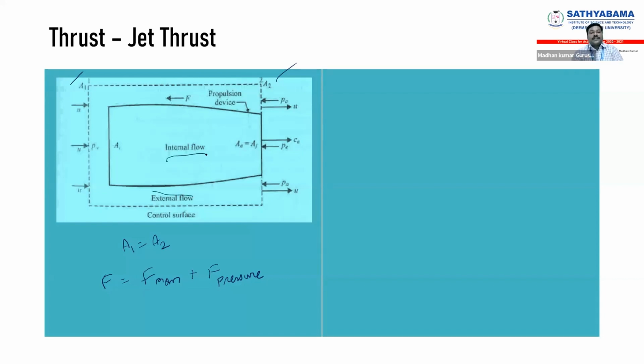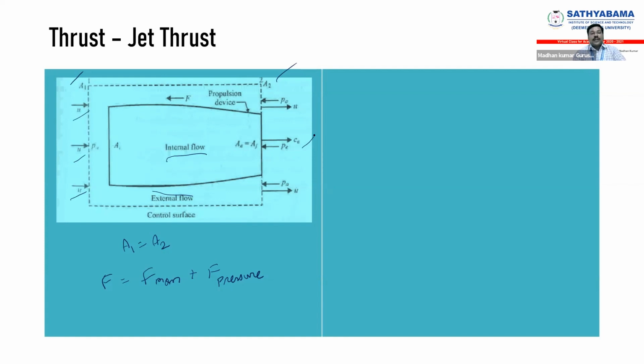The variation of velocity differs in internal flow as well as in external flow, because the external flow velocity is u, both at the entrance as well as the exit. That is, external flow velocity is u, and that is the flight speed. Then we have the exit velocity CE here. That speed is different from the flight speed, so two velocity variation fields are there now.